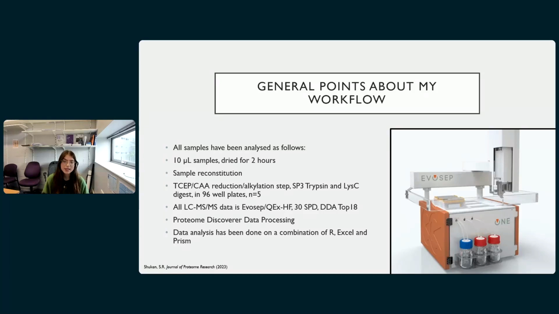All of the data that I'll be presenting here today is LC-MS data from using the Evosep, which you can see on the screen, and a QX-HF or Q-exactive HF on a 30 sample per day gradient using data-dependent acquisition top 18. All my data is processed using Proteome Discoverer, and all my data analysis has been done with a combination of R, Excel, and Prism. Those are just some housekeeping bits that are probably useful to know.